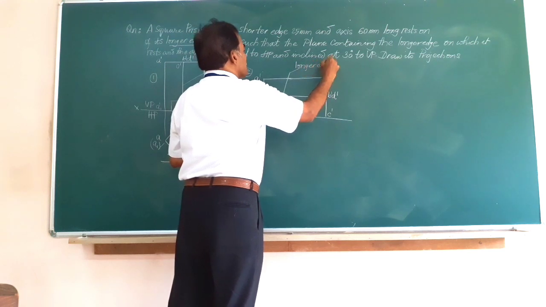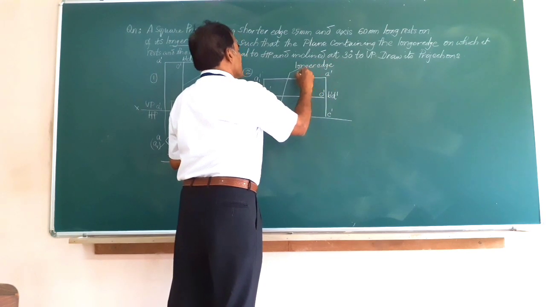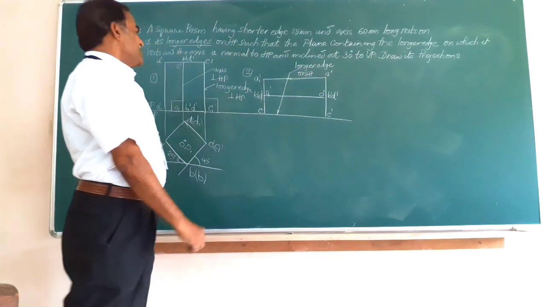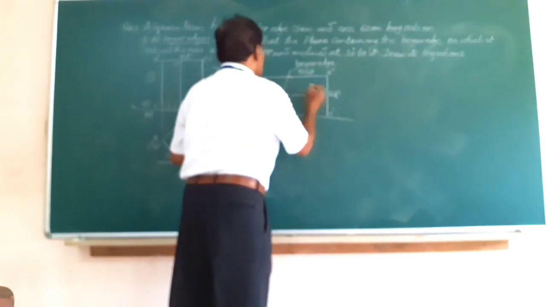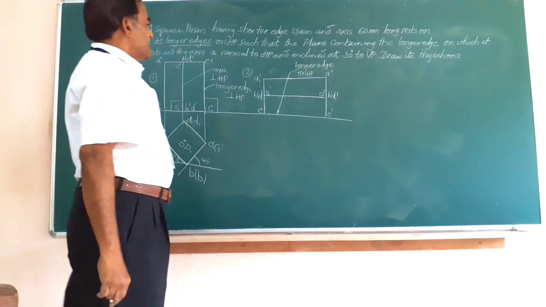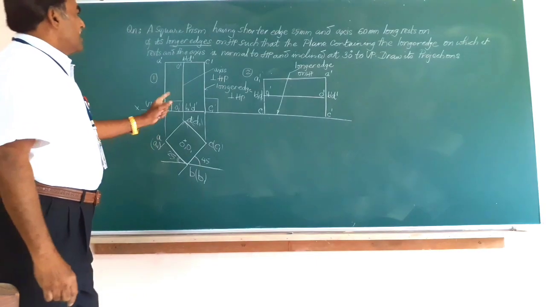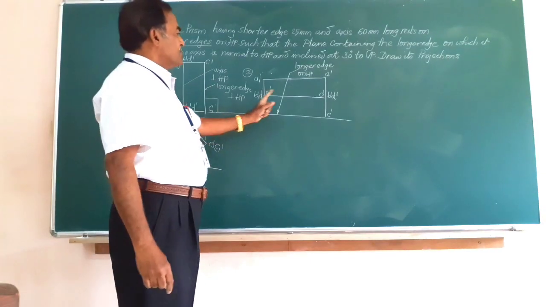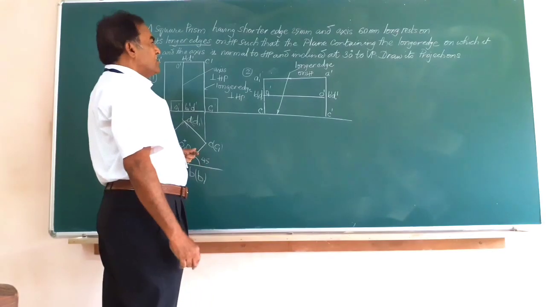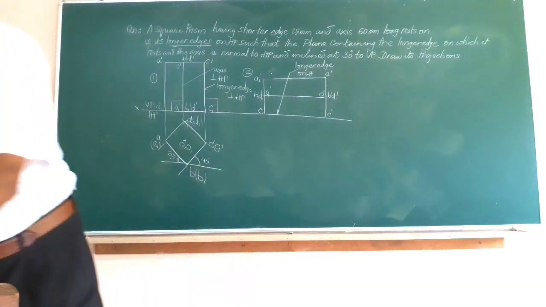Longer edge on HP. This is only this resting on HP now. So this is figure number 2 I will call. Now friends, after placing the object on one of the longer edges, I should get the top view. Let me see how it appears. I will show you practically.